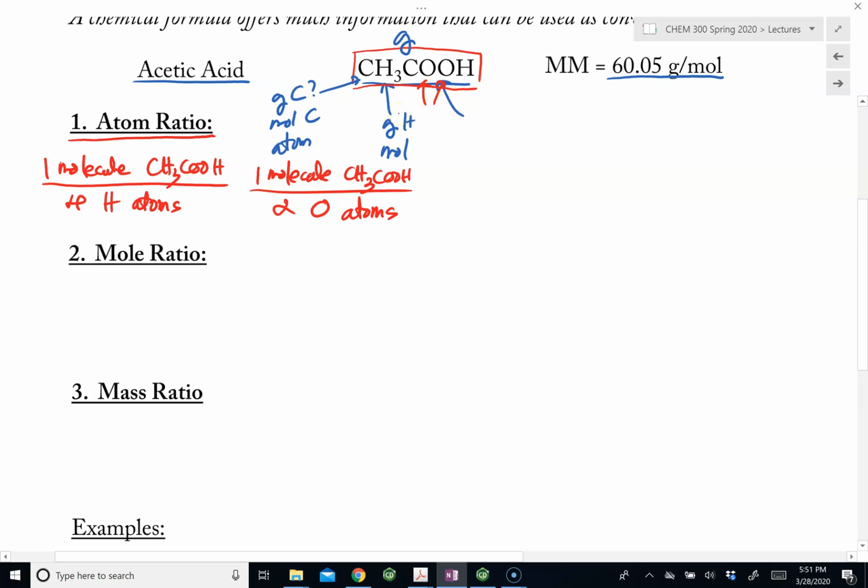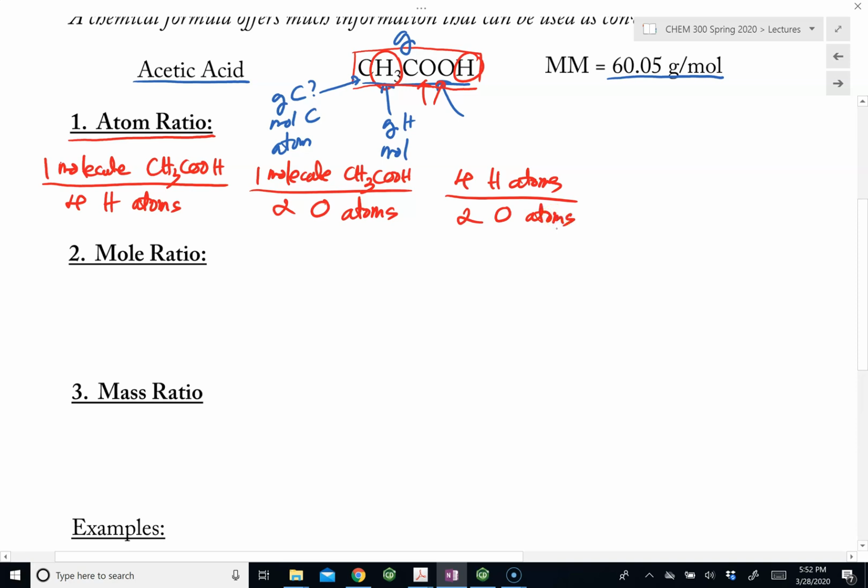In addition to that, we can also draw the relationship among the atoms in the molecule. For example, for every 4 hydrogen atoms that we have, there are 2 oxygen atoms in acetic acid. So from there, we can write the following relationship: 4 hydrogen atoms over 2 oxygen atoms.